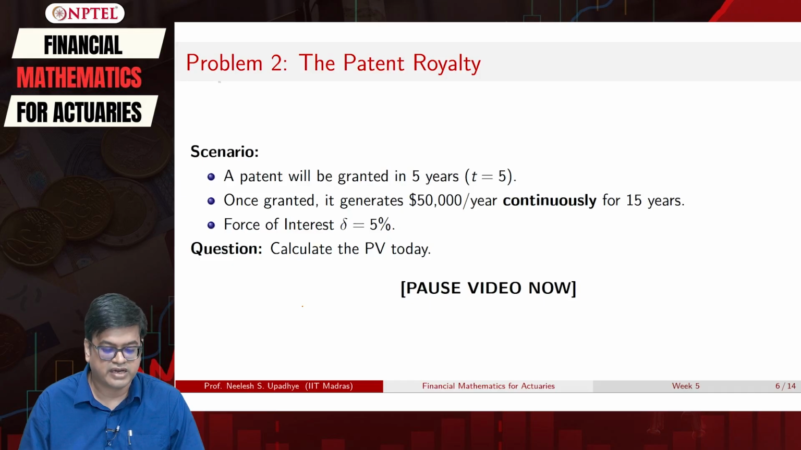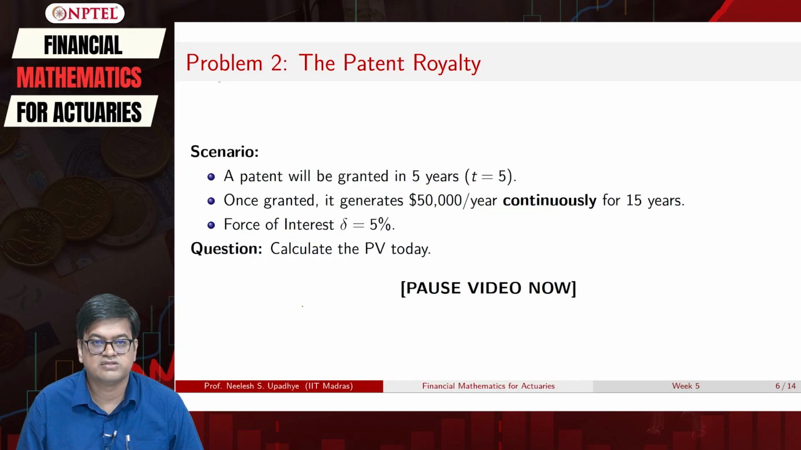Okay, try your hand. This is a problem of deferred annuity and you are using force of interest, so continuous annuity will be in play. Okay, so pause the video, solve the problem. On the other side, I will solve the problem with you.